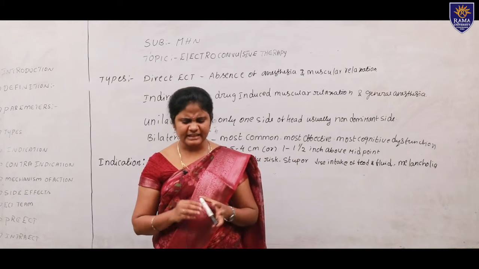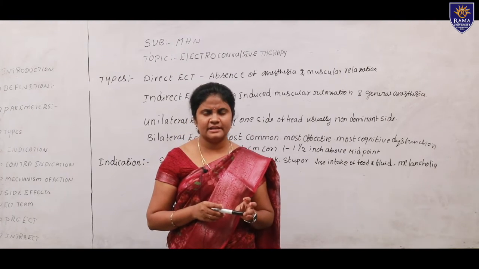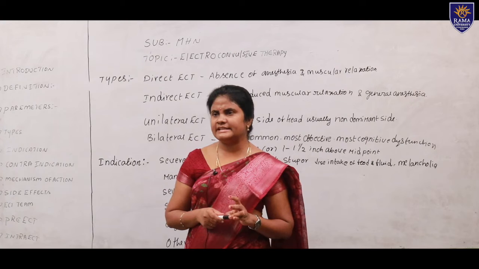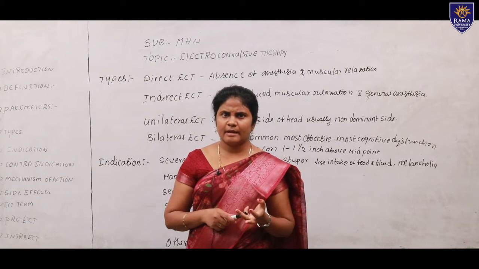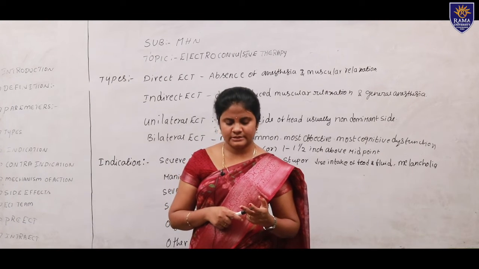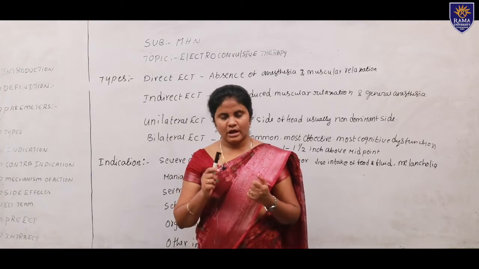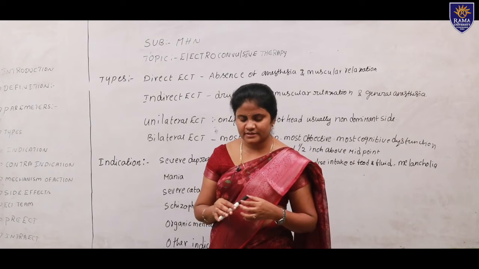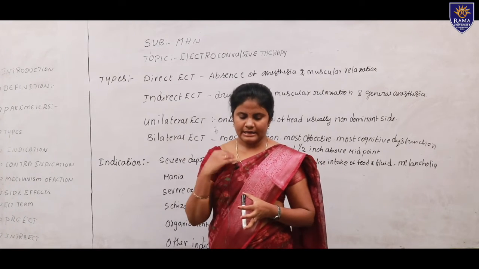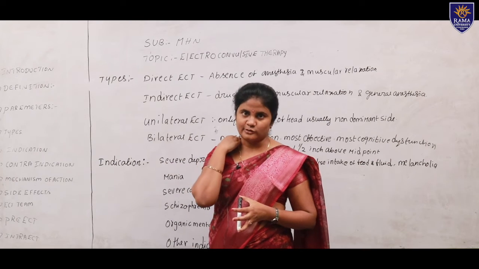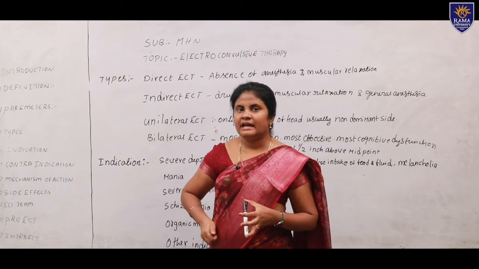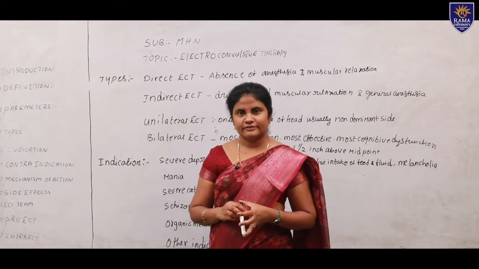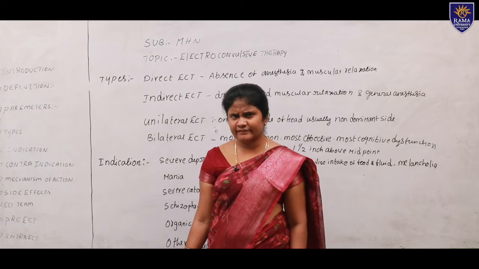Coming to the relevant contraindications, the patient has any cerebral aneurysms or hemorrhage or brain tumors, and then acute myocardial infarction and congestive cardiac failure, pneumonia and retinal detachment disorders. So, these are the relevant contraindications for electroconvulsive therapy.